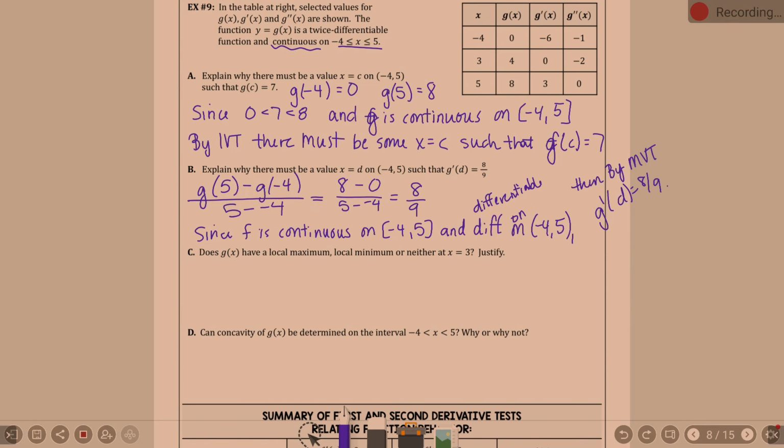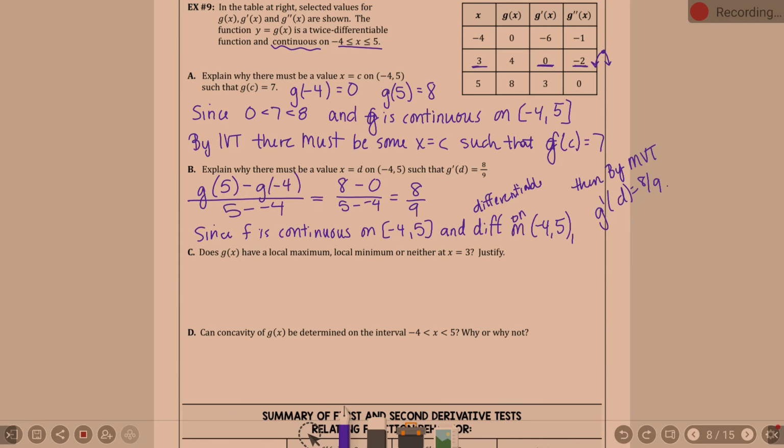That is for sure. Okay, C, if we have a moment to start thinking about it at least. Does g have a max, min, or neither at x equals 3? Well, at x equals 3, what do you notice? The first derivative is 0. If the first derivative is 0, then it's a critical value, right? And then you can look at, what do you know about the second derivative? The second derivative is negative. A negative second derivative indicates concave down, which indicates a max.